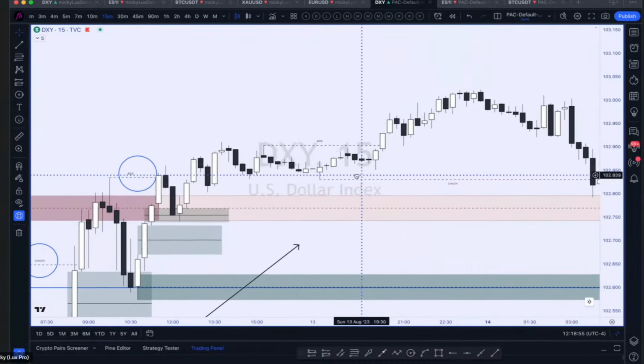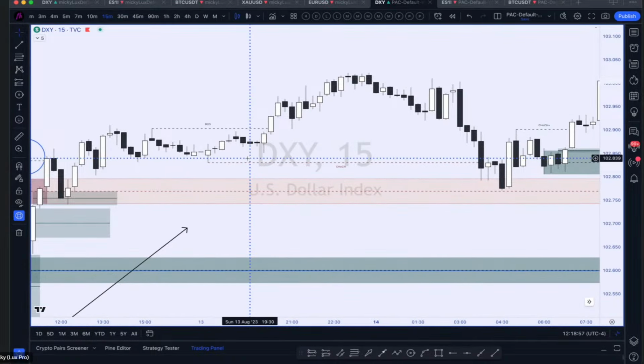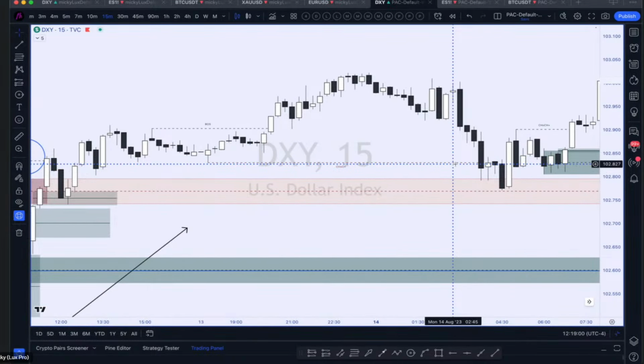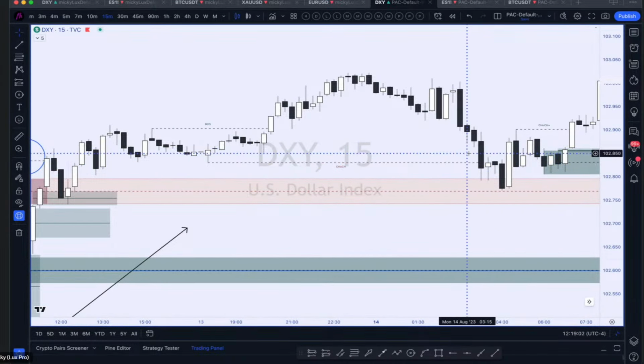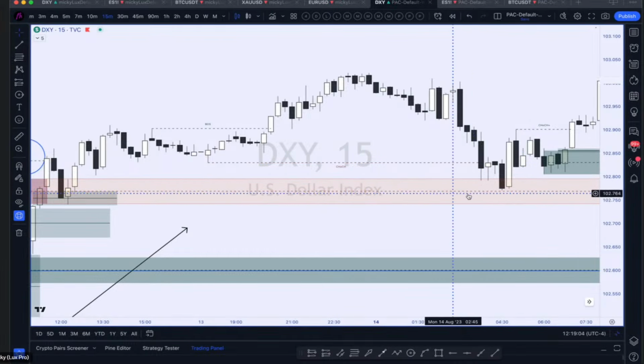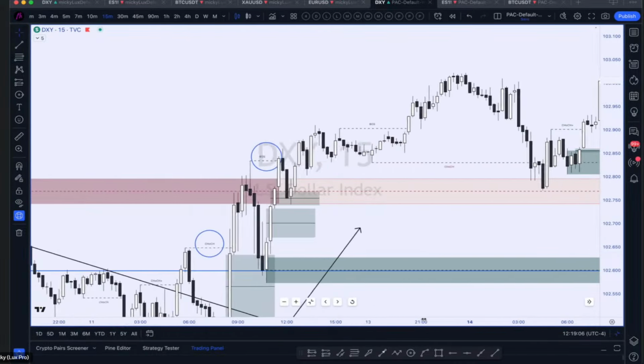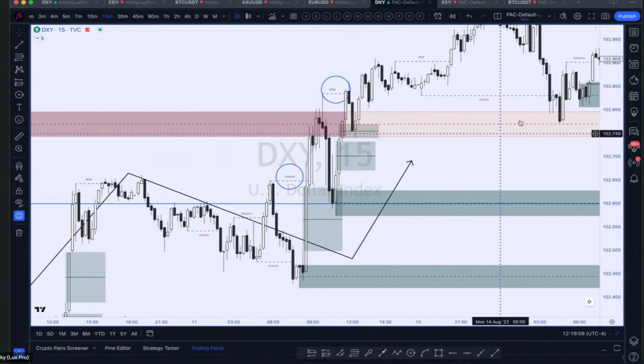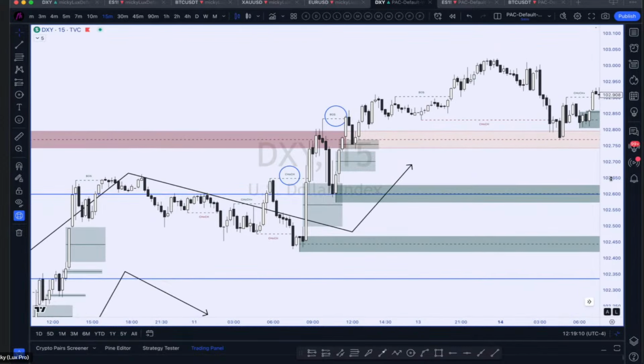Right? There's a change of character. The move ended right here, somewhere here, right? Because it retested this breaker block. Okay. Hopefully this is a little bit clearer on how I trade the 4-hour order block on a lower time frame.